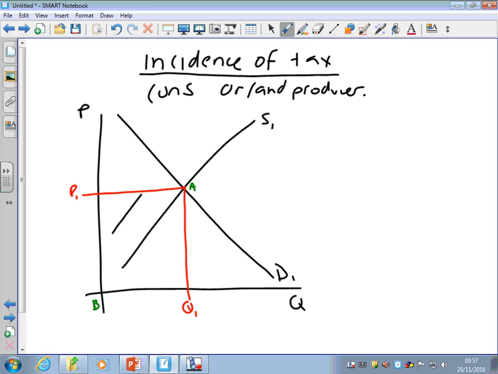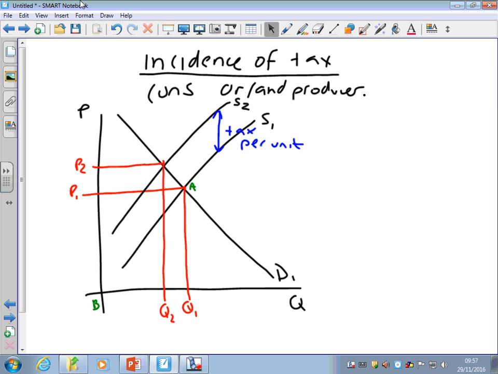If we were to put a specific tax in place, remember the vertical distance is the tax per unit. So what it will do, it will force up the market price to P2 and lower the size of the market to Q2. Right, now the revenue for the firm now will be P2, C, Q2, B. It's that rectangle there in effect.